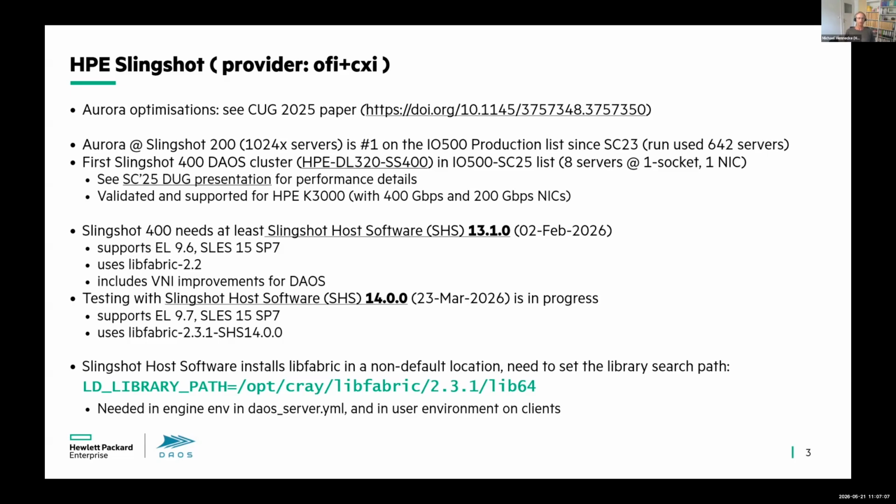In March, the Slingshot team released 14.0, which will be required if we're going to EL9.7, which also bumps the libfabric version. We've just started the validation of that as part of our validation cycle with the 2.8 release candidate, essentially, or pre-release candidate. One thing to note for people who haven't been running on Slingshot yet, the Cray Slingshot host stack is installed in not a system library directory, so you have to set the library path in order for the Mercury plugin to actually find the libfabric. So that's the Slingshot story.